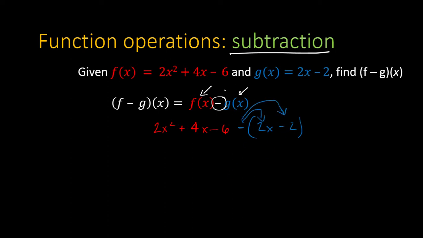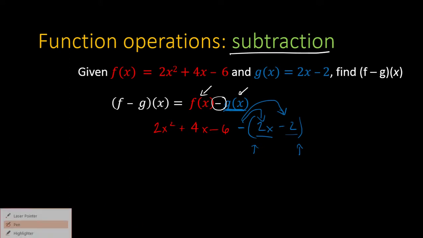So the reason I need to do that is that the subtraction is happening to g of x as a whole, meaning I don't just subtract part of the function. So if I didn't have these parentheses, I would just be subtracting 2x, but I wouldn't be subtracting negative 2. And that's going to give me an incorrect answer. So I have to make sure to distribute that negative symbol.